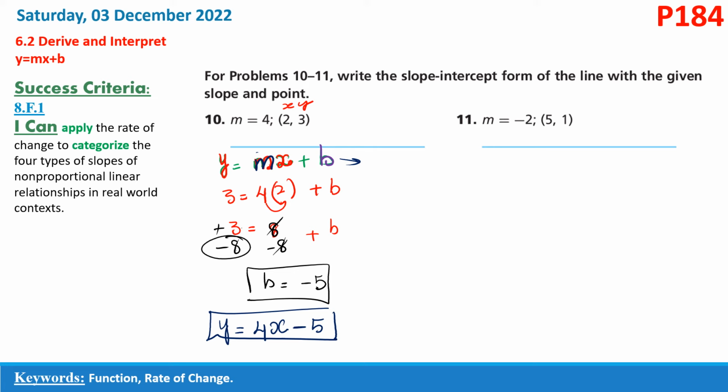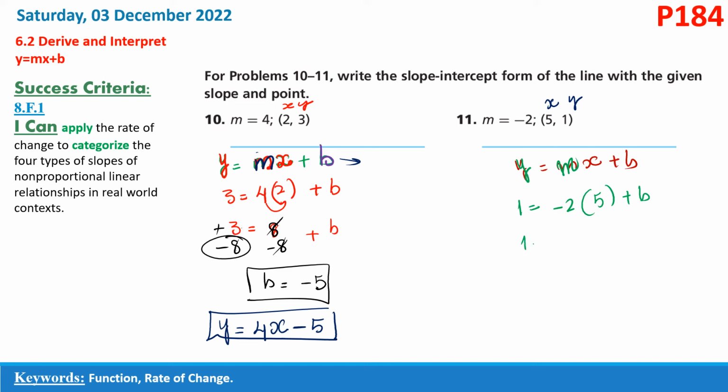Try to understand one more equation. M is negative 2, this is x and this is your y. Write down the equation of the line, y equals mx plus b. Replace the y by 1, replace the m by negative 2, replace the x by 5, and plus b as it is.